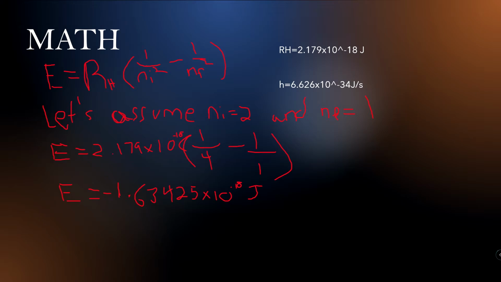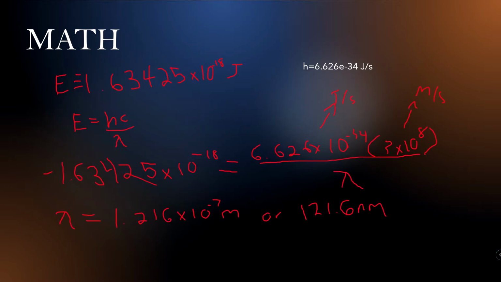Now, the reason it came out negative is that E is actually the change in energy between energy level 1 and energy level 2. And since we're going from 2 to 1, 2 is going to have a higher energy level, and therefore the change is going to be negative. But let's just ignore that. Let's just say the energy is equal to 1.63425 times 10 to the negative 18th. In my work, I have the negative still there, but I erased it when we get to the lambda at the end.